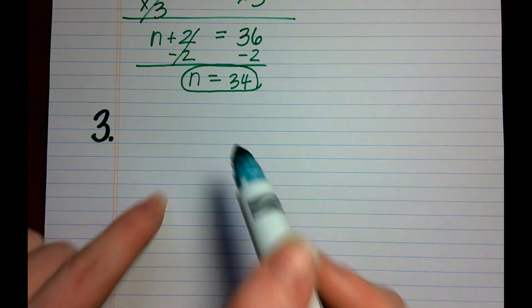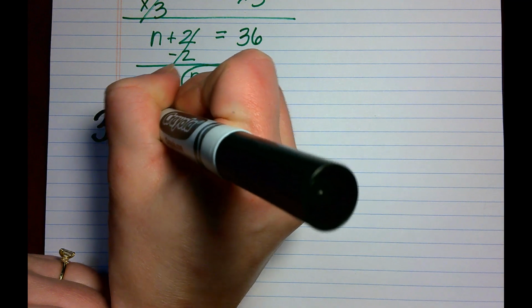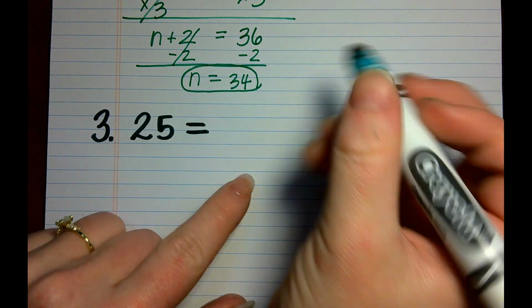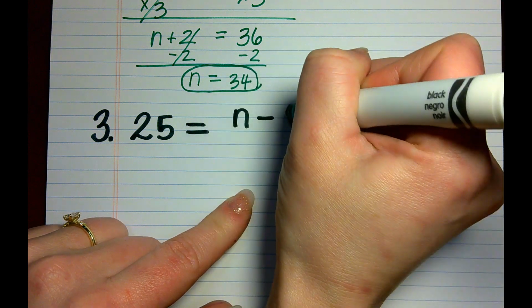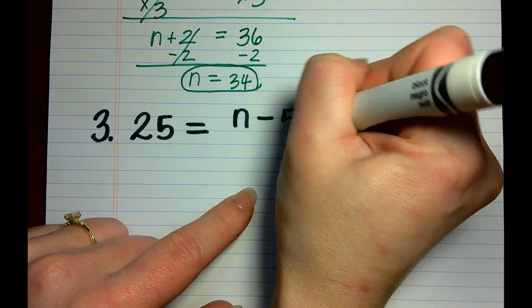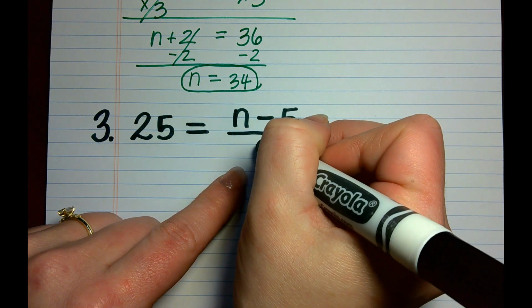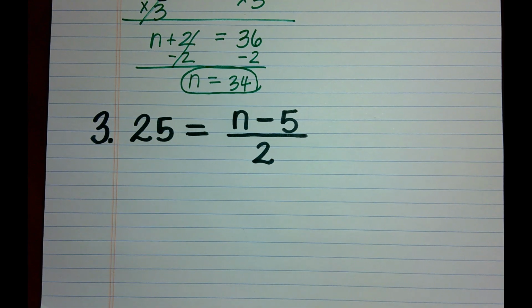Let's say I have 25 equals n minus 5 divided by 2. Okay. 25 equals n minus 5 divided by 2.